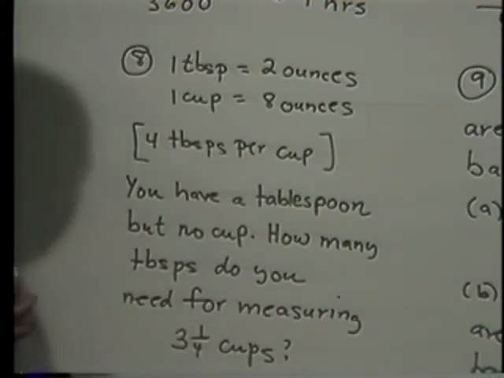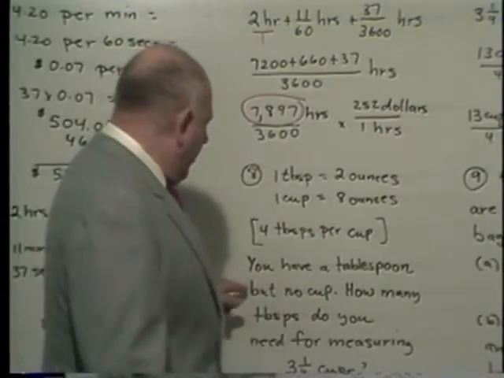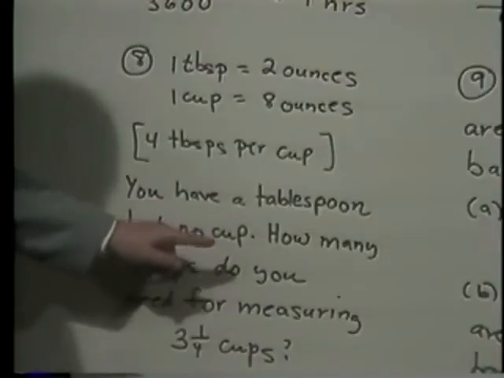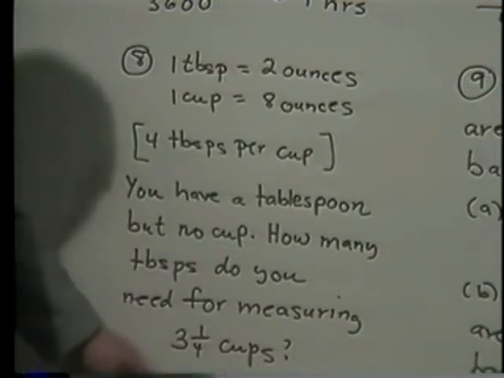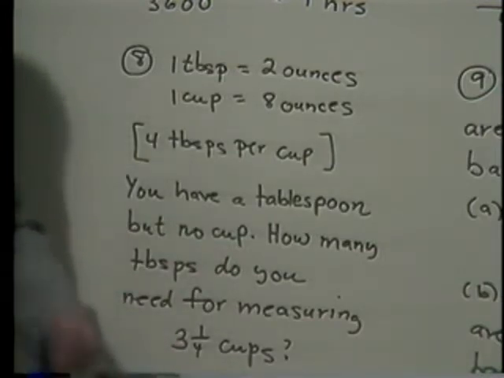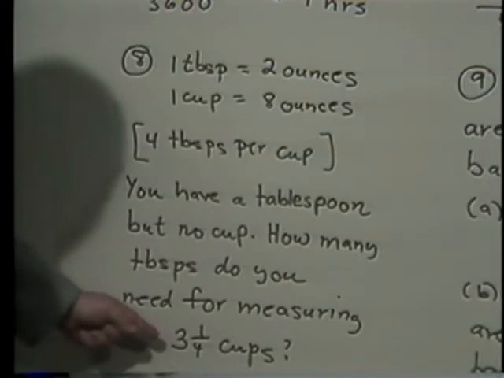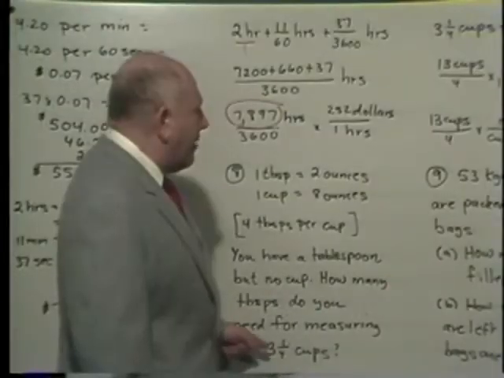But at any rate, the problem says you have a tablespoon, but no cup. Cup in cooking circles means a special kind of cup. It's not a coffee cup, not a tea cup. It's an 8-ounce cup, okay? It's a measuring cup. But you have a tablespoon, but no cup. And the problem is a recipe calls for 3 1/4 cups. You have a tablespoon, and you want to measure out the 3 1/4 cups using the tablespoon.